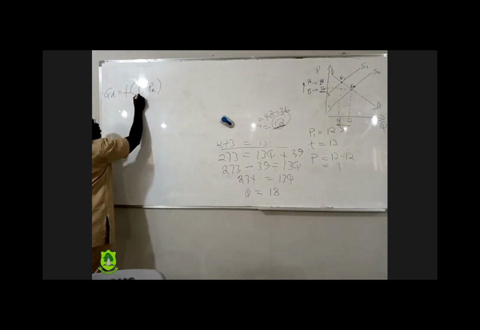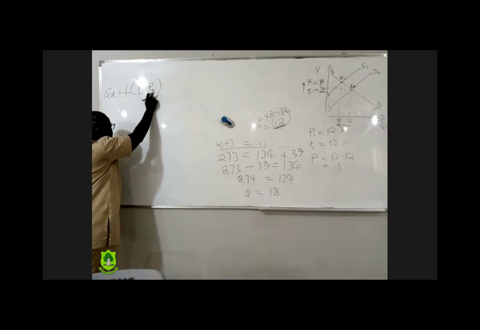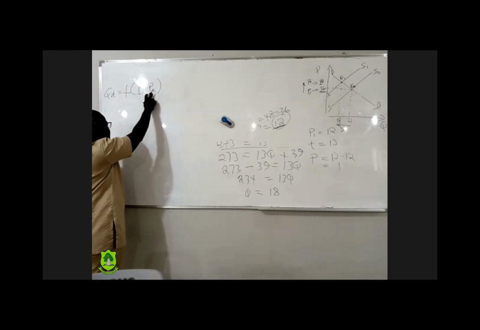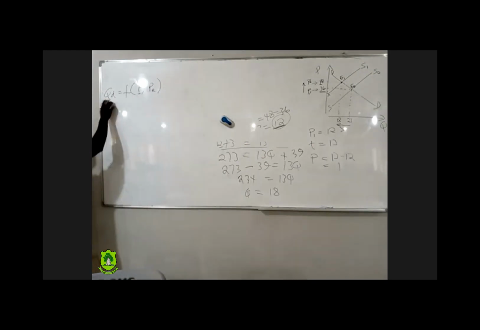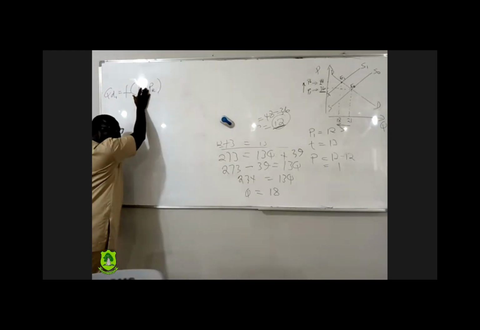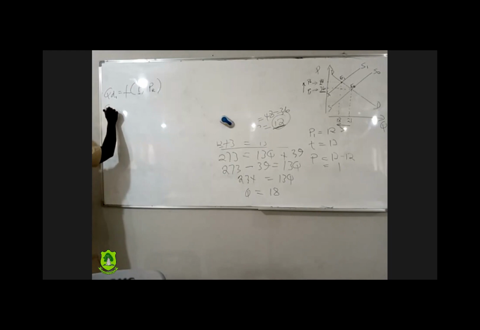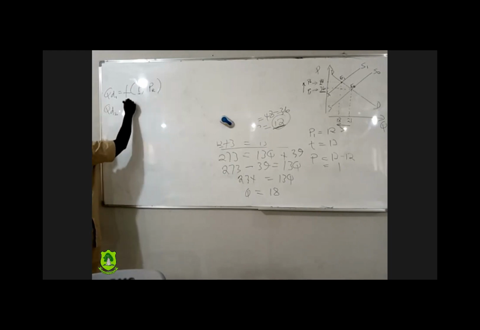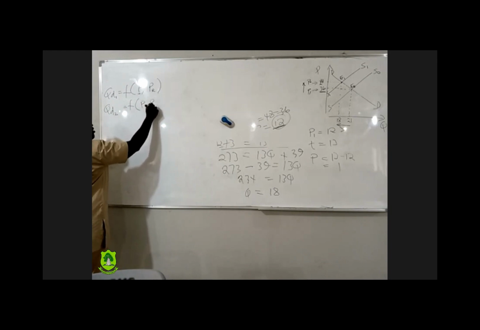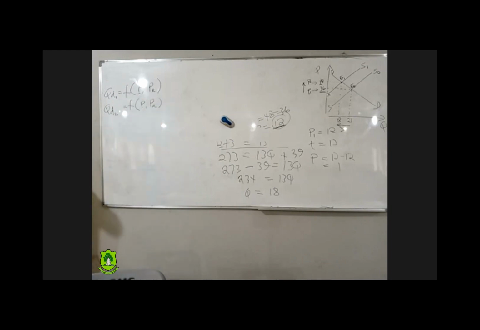Remember I said we are looking at two goods here. This is the price itself, maybe the price of a car, and this is the price of maybe fuel or battery. So here we have demand for one particular product, and we will also have demand for the second product. The demand for the second product is also a function of its own price and the price of the other related good.